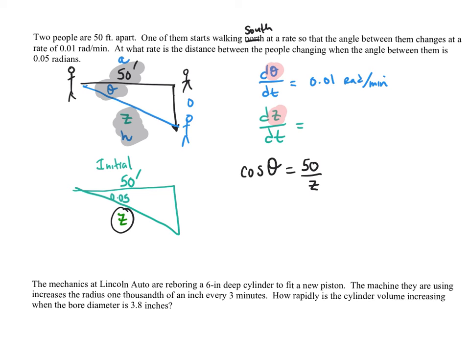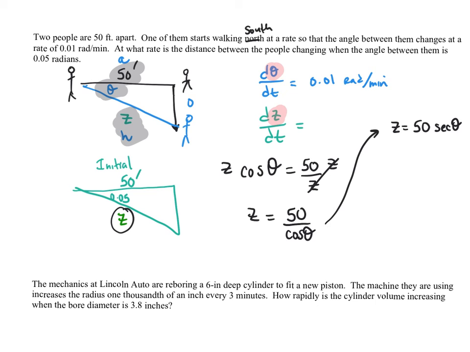So since we're trying to find dz dt, I would actually do this a little different than other ones. So what I would do is I would actually solve this for z first. So I would multiply both sides by z, and then I know z is going to be equal to 50 divided by cosine theta. And I can actually simplify that further because if you remember our identity, 1 over cosine is actually secant. And the derivative of secant is not bad, so I actually think it would be easier to do this problem this way. So z is going to equal 50 secant theta.